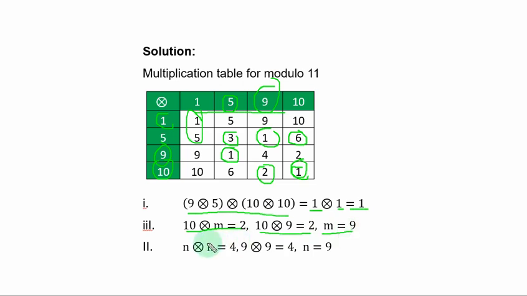Roman figure 2, part 2. 2 times the same number that will multiply, and the result is remainder 4. So you check remainder 4 is here. You trace it up, you have 9. You trace to the left, you also have 9. So n is equal to 9.